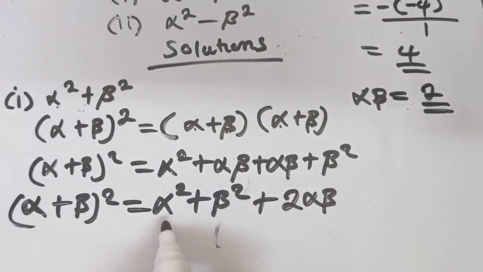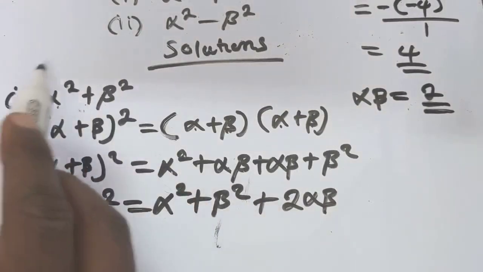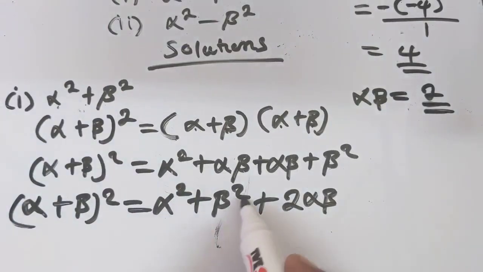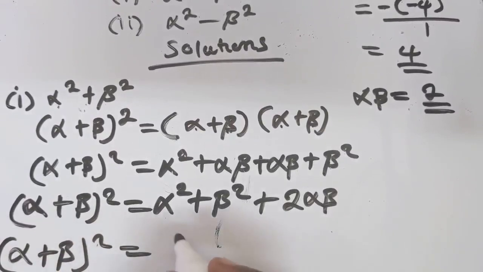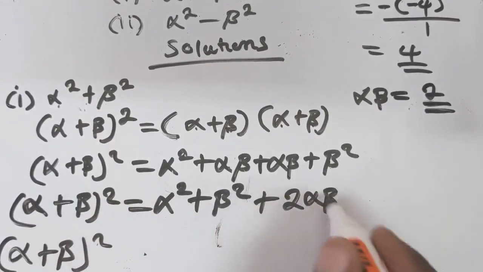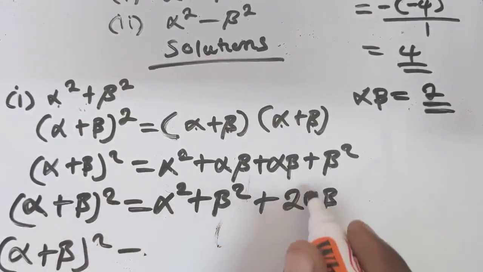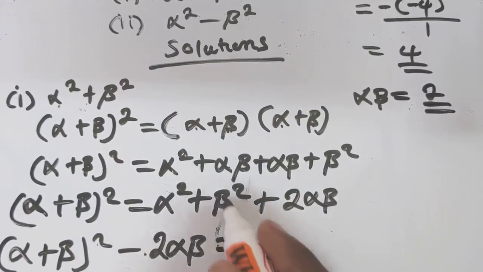So what we are trying to do is to make this part the subject of the formula, this is the one we are looking for. So we have alpha plus beta squared equal to this one. When it comes to this side, it becomes minus 2 alpha beta, equal to this.